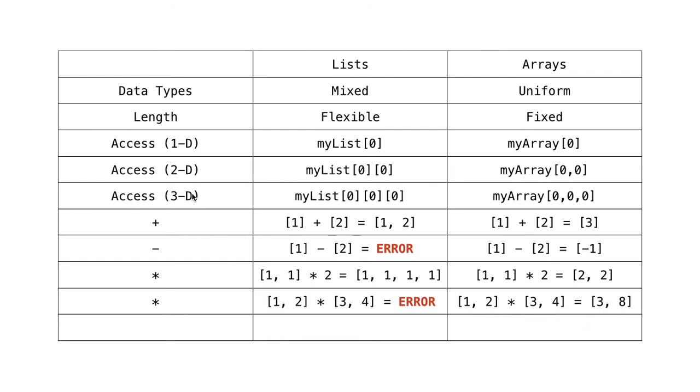And division also works with arrays but does not work with lists. If you try to take one list and divide it by the other, you will get an error message. But if you take one array and divide it by the other, then again, it will perform that math component-wise. Each corresponding component is divided by the other to get the result of the new array here.